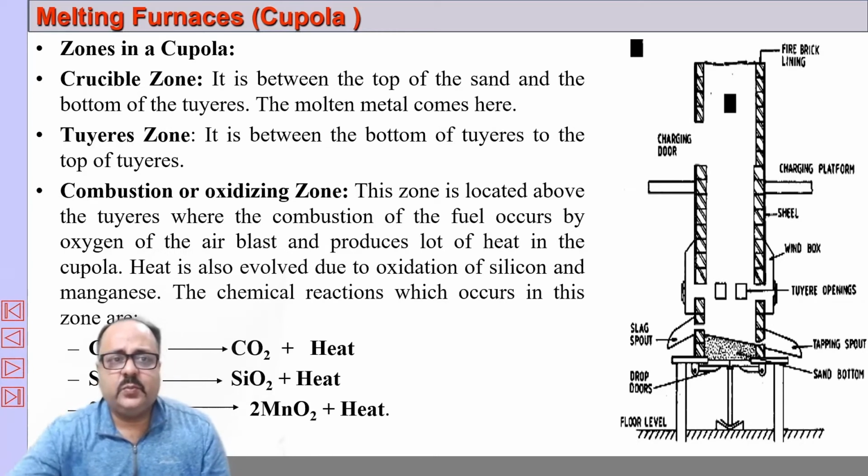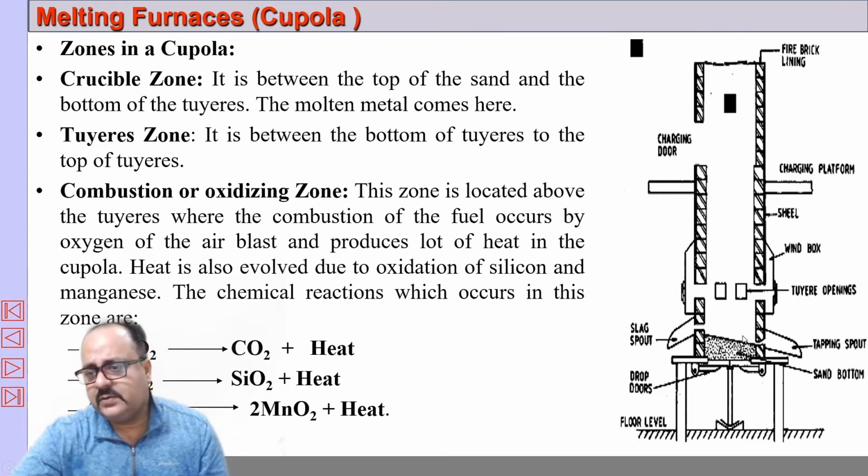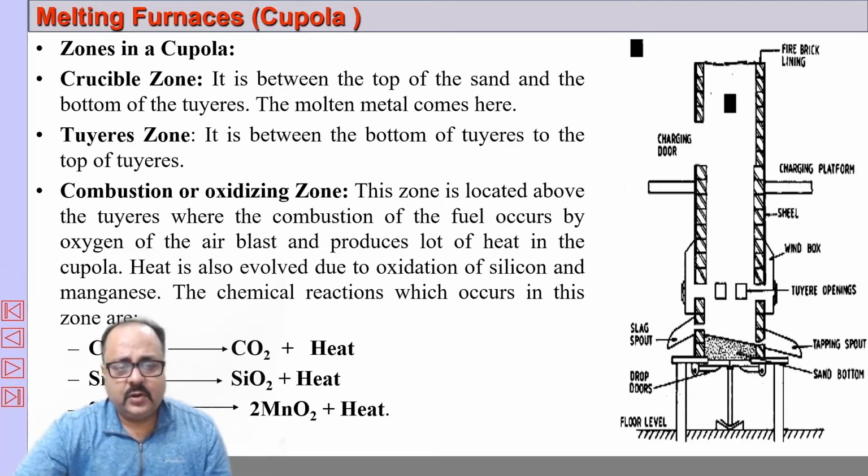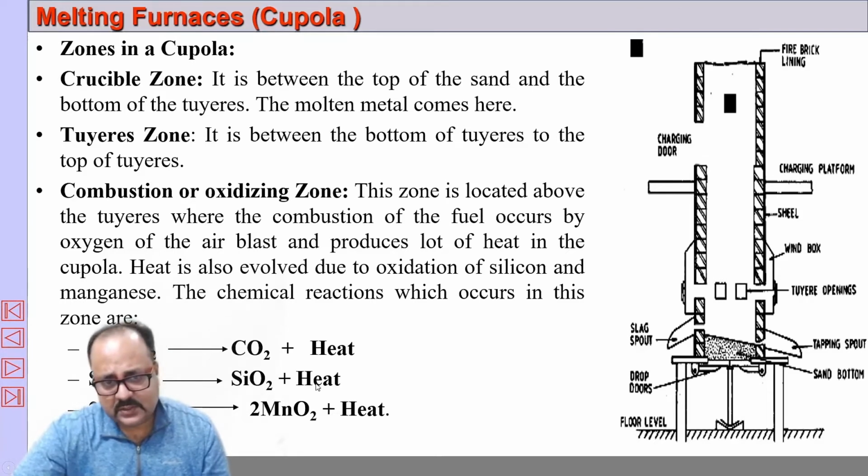So, various zones in the cupola. You have the crucible zone, that is the bottom here, which is made of sand. And then you have the tuyere zone where the wind will be passed, and the combustion zone slightly above the tuyeres. The combustion reactions are given here, and heat is evolved because of this combustion. Carbon of the coke undergoes oxidation to form carbon dioxide and heat, silicon gets oxidized to silicon oxide, manganese gets oxidized to manganese oxide, and all release heat.